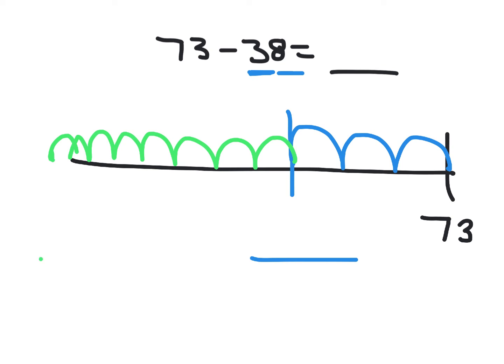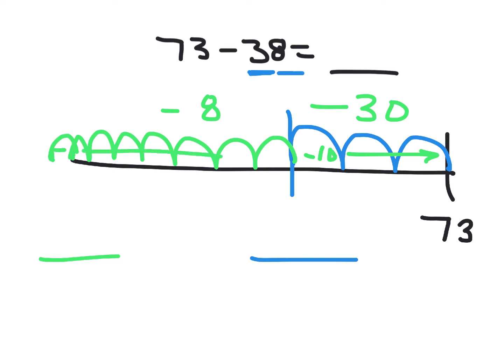Okay, so now I'll go back and count backwards from 73. Remember, this is 30. Each jump is valued at 10. And remember, this is the subtracting of the 8. Each one of these is valued at a 1, okay? So let's go to the 73. This is 73, 63, 53, 43. I write that down, 43.